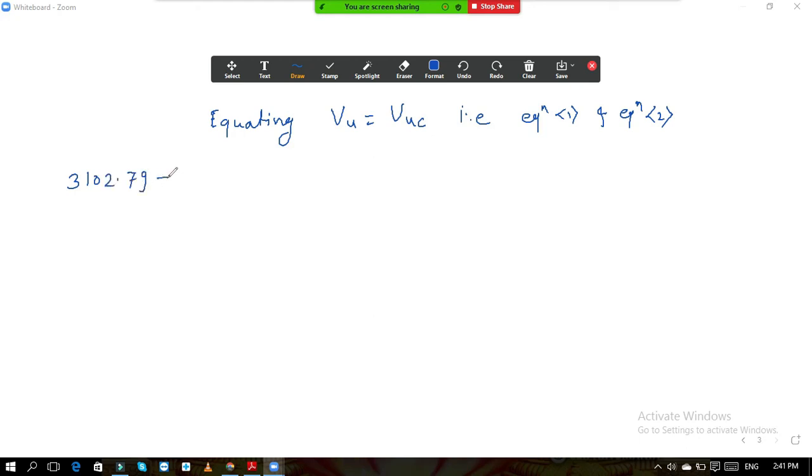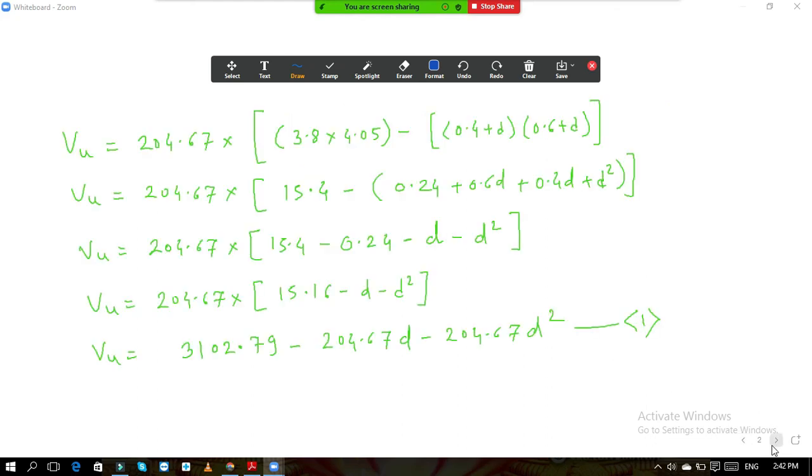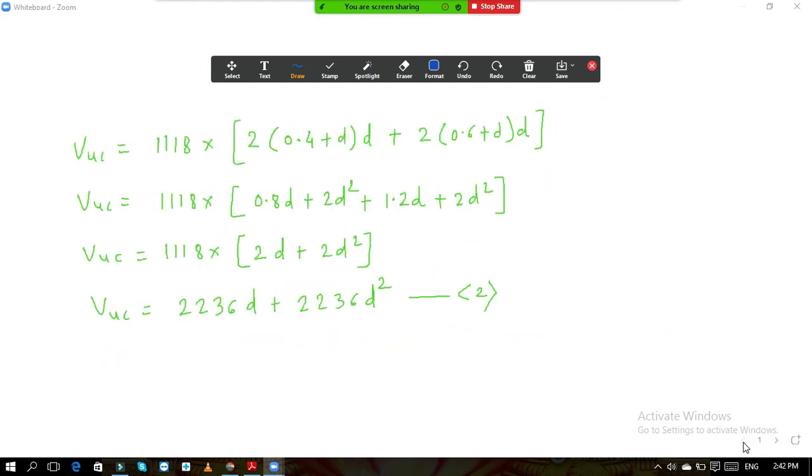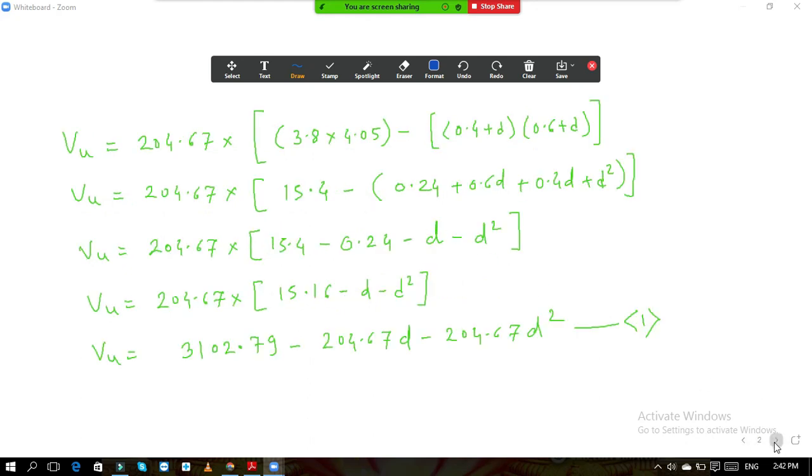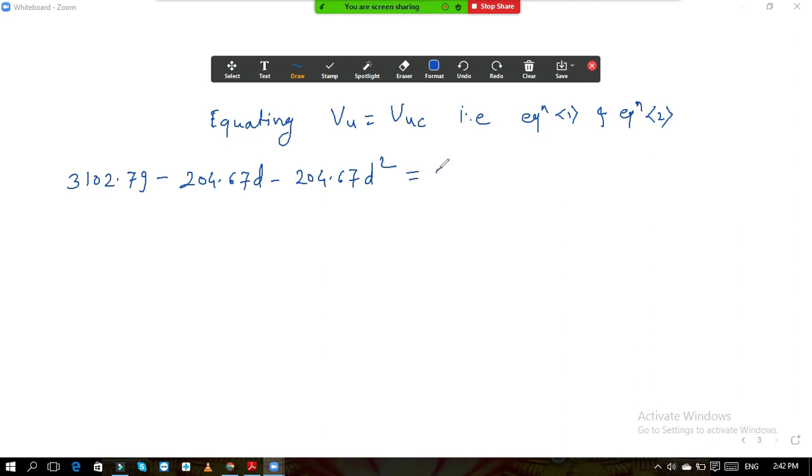3102.79 minus 204.67D minus 204.67D square. Okay, this is our first equation. Second equation is 2236D, 2236D square. So this is equal to 2236D plus 2236D square.